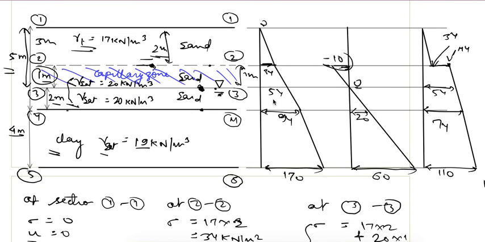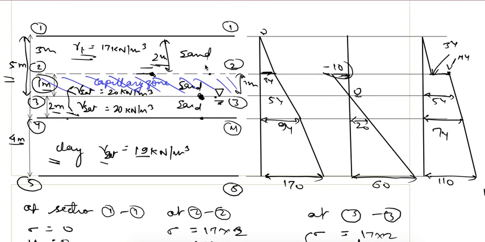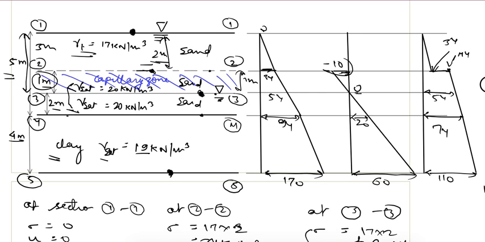Now we can do some variation of this question. Let's say if the water table rises up to the ground surface, not by capillary action, not the capillary zone, but the water table just rises up to this level. So what will be the total stress and all the stresses at this point?